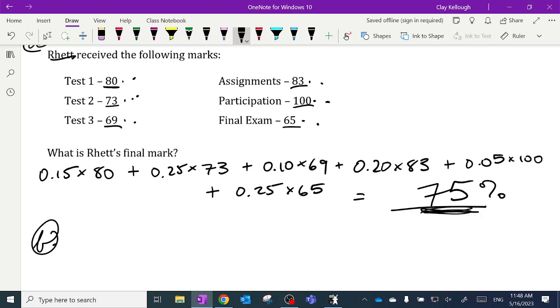How would you calculate the average of these things? Hint, there's 6 of them. What would you do? You'd add them all up and divide by 6. So what do you think? Will adding these 6 numbers and dividing by 6 beat 75%? What's your gut telling you?